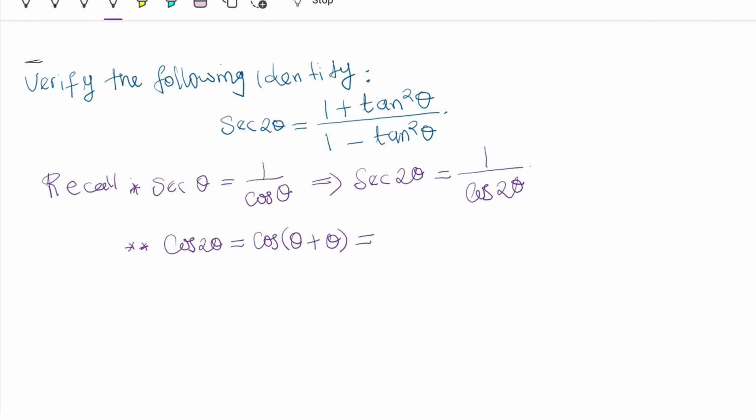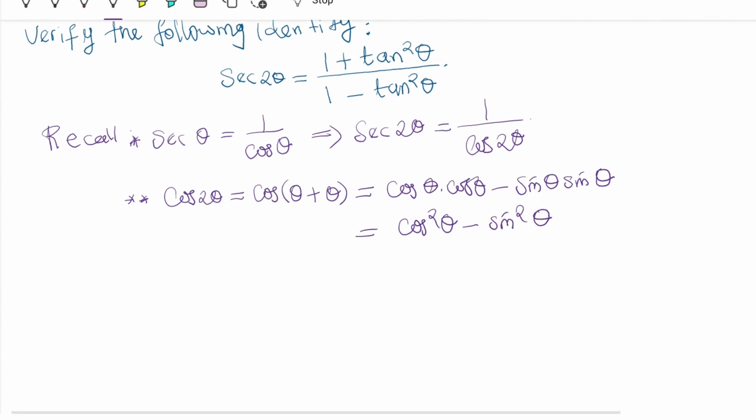Now let us expand this. When you expand cosine, remember you have cos theta multiplied by cos theta. You just repeat the angle, then you reduce it by sine theta sine theta. Okay, this is very good. So what do we have now? Let us try and put everything together.